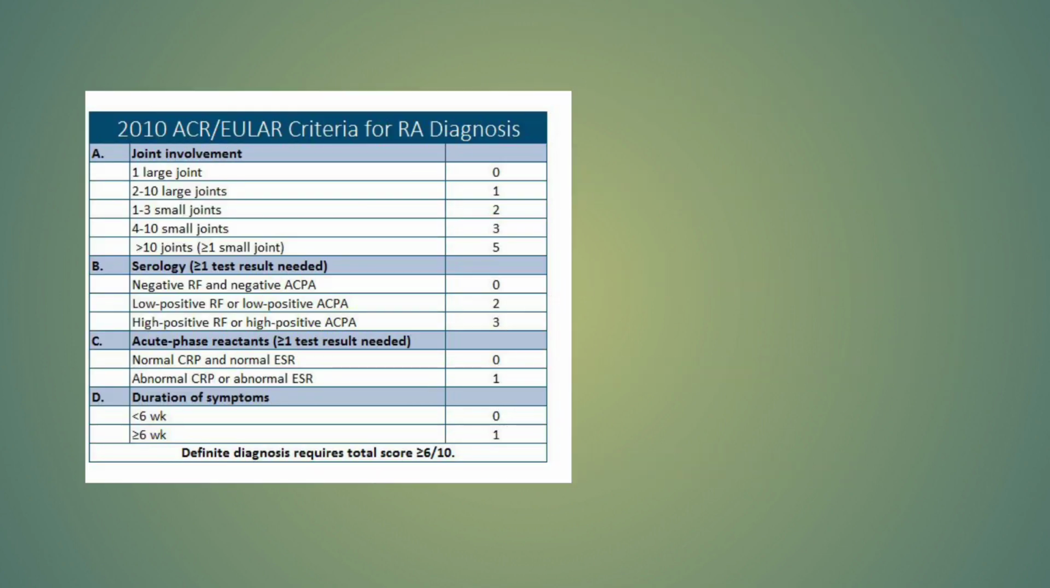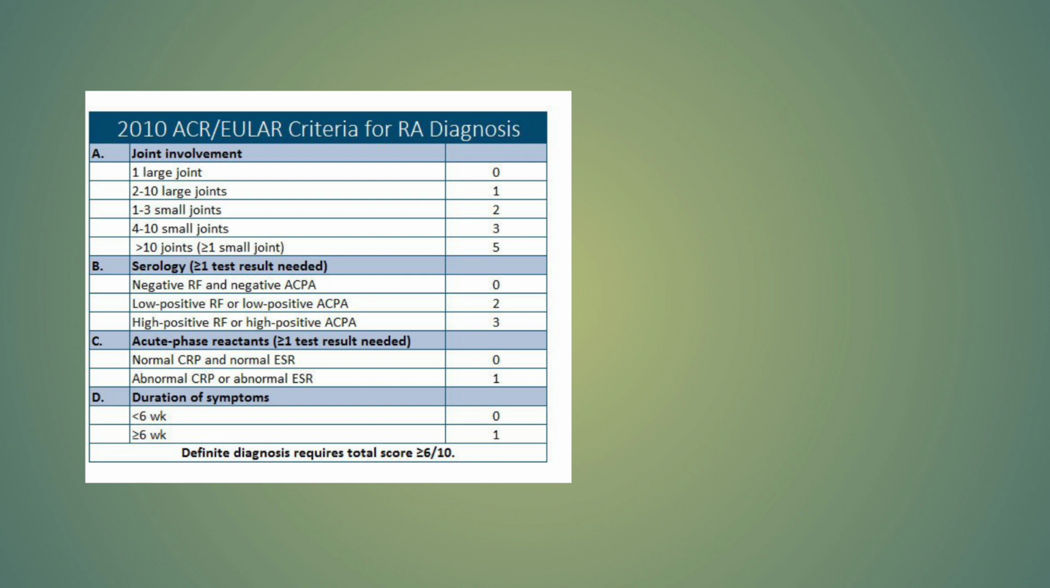Now, in 2010, the American College of Rheumatology and European League Against Rheumatism devised a criteria for RA diagnosis. As you can see, it has joint involvement criteria, serology, acute phase reactant, and duration of the symptoms. Each one has some points given to it, and if six or more points are met, then it is a likely diagnosis of rheumatoid arthritis.